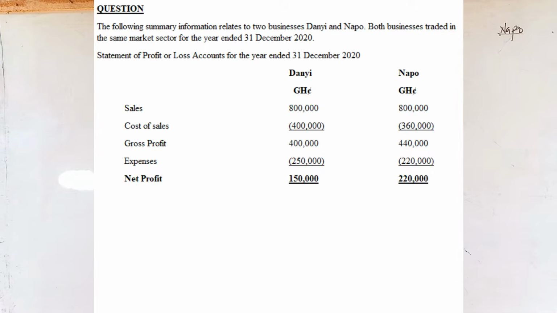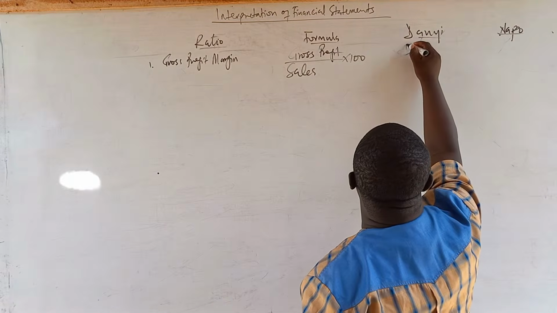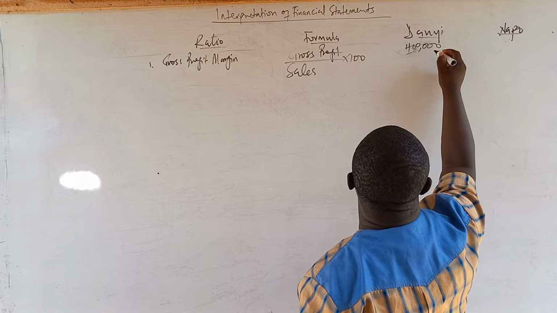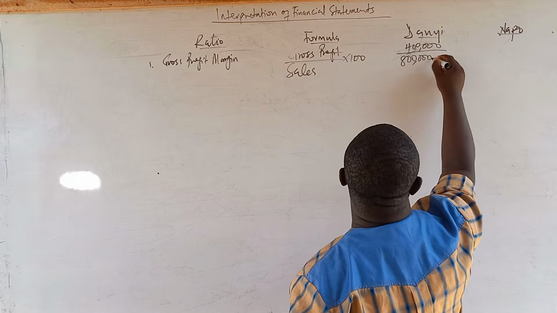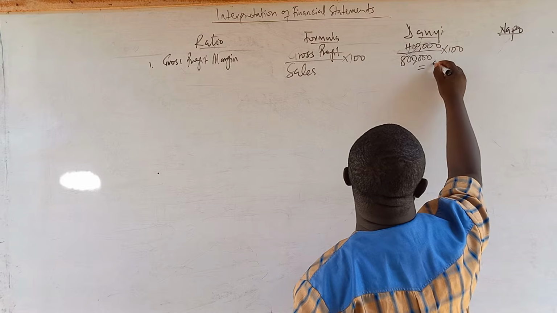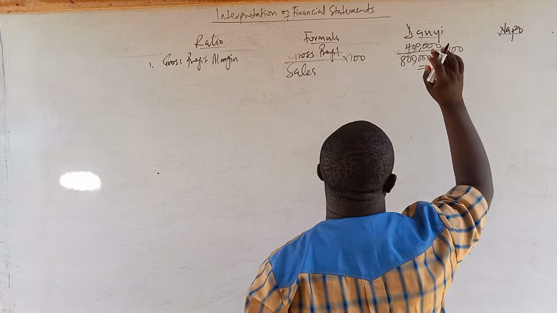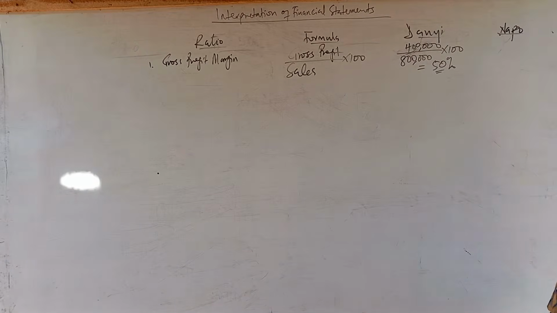In the question, the gross profit of Danny was 400,000, but the gross profit of Napo was 440,000. So let's calculate for Danny first. The gross profit was 400,000 Ghana cedis. The sales figure was 800,000, as you can see. And so you say 400,000 over 800,000 times 100. And that is going to give us 50%. So that is the first ratio. The gross profit margin of Danny is 50%.